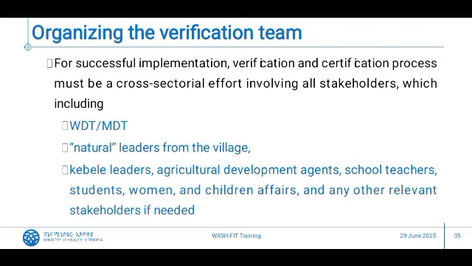Organizing a verification team. For successful implementation, the verification and certification process must be a cross-sectoral effort involving all stakeholders, including WDT or immediate natural leaders from the village, Kabale leaders, agricultural development agents, school teachers, students, women and children's affairs, and any other relevant stakeholders if needed.